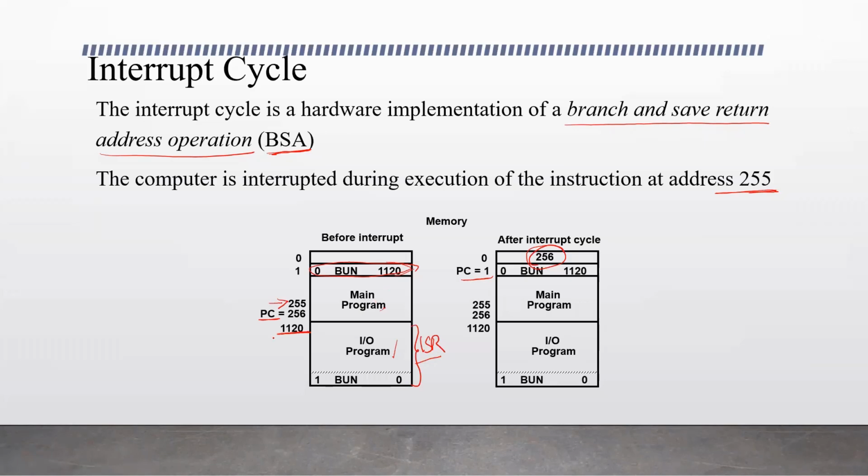So the control is taken to 1120, it executes this, and at the end of the interrupt service routine, if you see, there is a branch instruction again. It takes the control to location 0. Once this ISR is executed, the control is taken to location 0. At location 0, you have the return address, right? It is 256. So the control goes to 256 and it executes the other instructions in the main program. This is how, when interrupted, the computer does its execution.